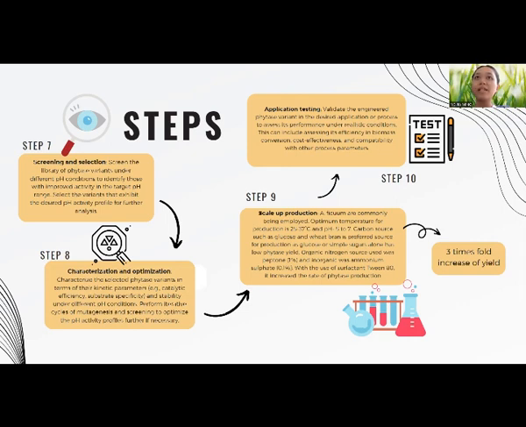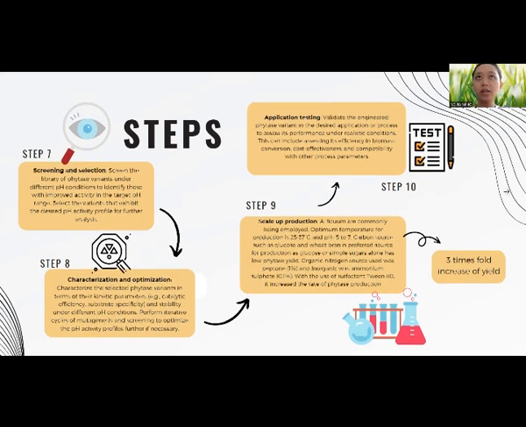Last step will be application testing. We validate the engineered phytase variant in the desired application or process to assess its performance under realistic conditions. This can include assessing its efficiency in biomass conversion, cost effectiveness, and compatibility with other process parameters. Overall, these are the steps in a simplified version. In order for everyone to understand, we made it in 10 steps.